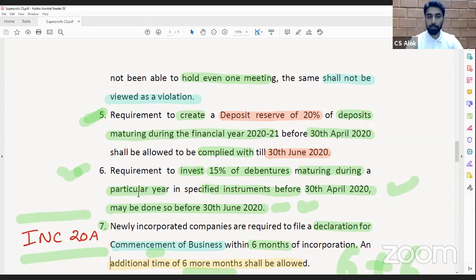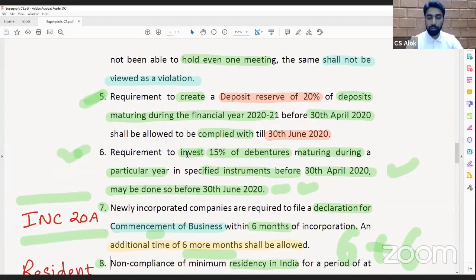So sixth point, requirement to invest 15% of debentures maturing during a particular year in specified instruments before 30th April may be done by 30th June. Very same concept, very similar concept. How we have deposits, same way we have debentures. Correct? Debentures is nothing but a debt instrument. Again, a lot of general public would have invested in the debentures of the company. We have to protect them.